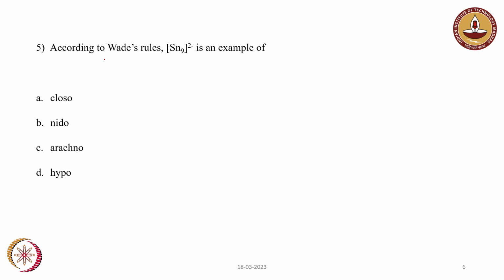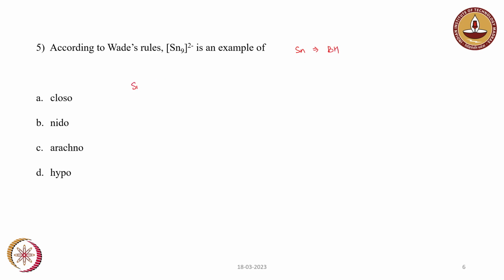Next question is, according to Wade's rule, Sn9 2 minus is an example of option A, closo, B, nido, C, arachno, and D is hypho. So Sn is in the group of carbon. So we can replace Sn by 1 BH. So Sn is equivalent to 1 BH.